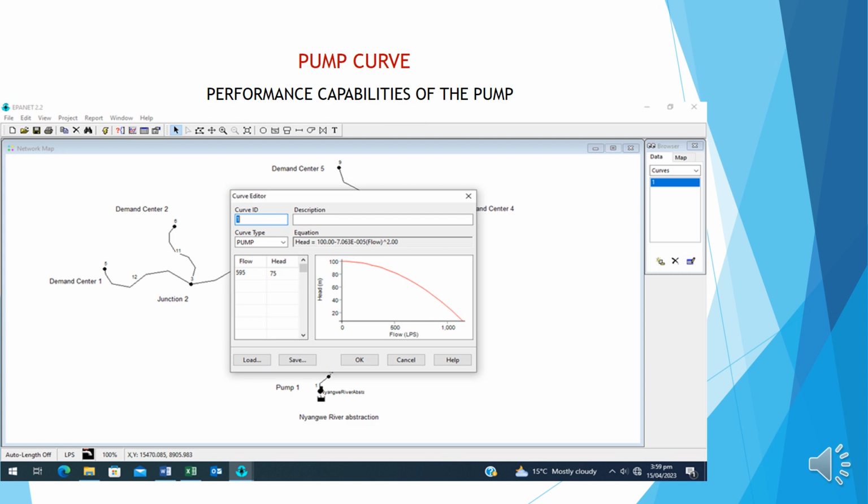Then in order to have a pump with good performance capabilities, the parameters were inserted in the Ethernet, and that is what we got as a pump curve for pump 1. So there's also a similar one for pump 2.